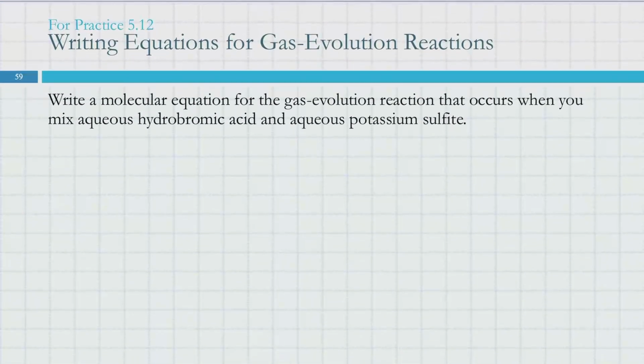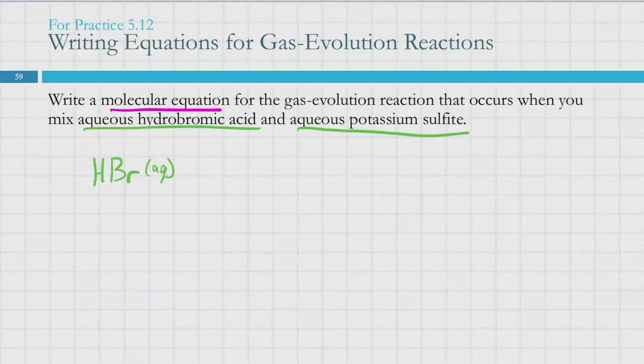Let's do an example. We want to write a molecular equation for the gas evolution reaction. Nice that we're told that it's a gas evolution reaction that occurs when you mix aqueous hydrobromic acid and aqueous potassium sulfite. Hydrobromic acid has hydro in front, that means it's binary. The brome part means bromine, so HBr. Aqueous. We also have potassium sulfite. Potassium is K+, sulfite is SO3 2-, so we need 2 potassiums. So K2SO3, and that's aqueous.